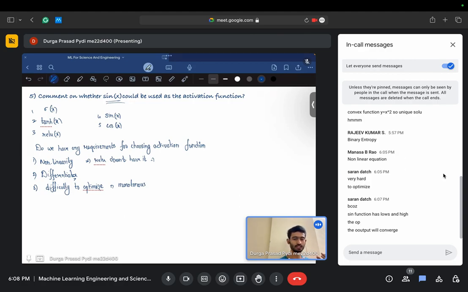If it keeps on oscillating, sometimes you will find a particular weight, and then you will go into a different region, and then the weights have to be completely reversed. So you might not converge; it will keep on oscillating. Sine functions are not good, but for some applications, it's again dependent on your application.